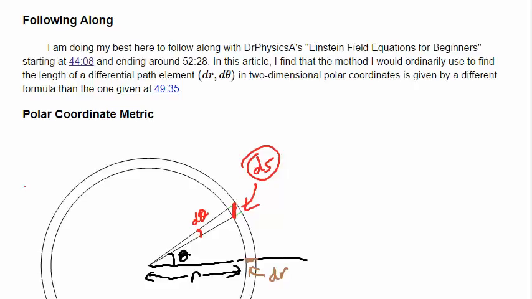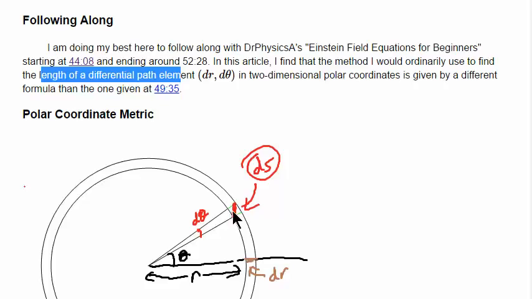Hello, I am doing my best here to follow along with Dr. Physics A's Einstein field equations for beginners, starting at around 44 minutes and 8 seconds and ending around 52 minutes and 28 seconds. In this article that I've posted on spoon-fed relativity, I find the method I would ordinarily use to find the length of a differential path element, dr d theta. Let's see, this is the dr, this is the d theta.